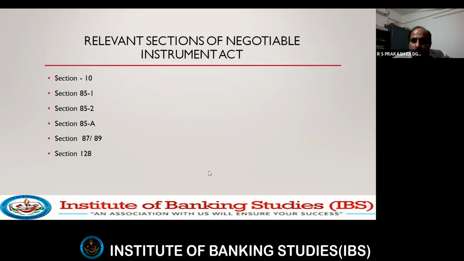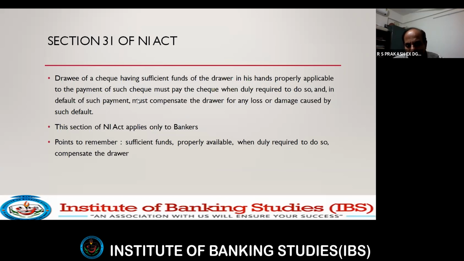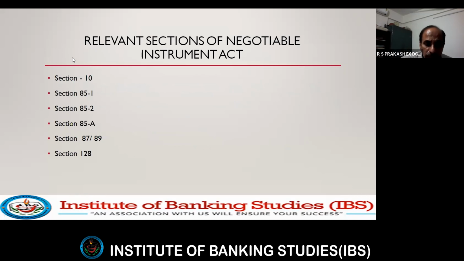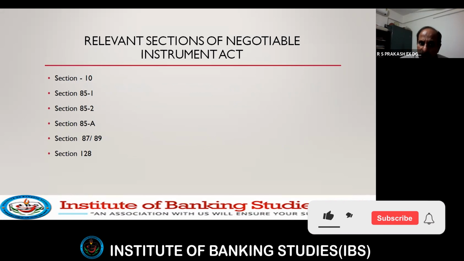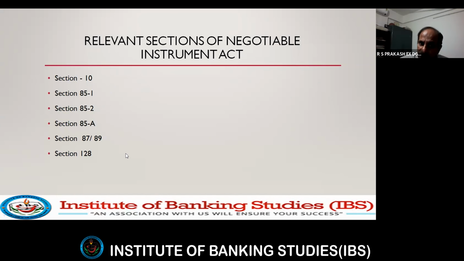Now, at least you know that section 31 is the obligation of the drawee bank. In addition, we should also know a few important sections like section 10 and section 85. Section 10 takes care of payment in due course, and section 85 takes care of the responsibility or the protection available to a paying bank. Later on, we will also discuss sections 87, 89, and 128 in the coming slides.